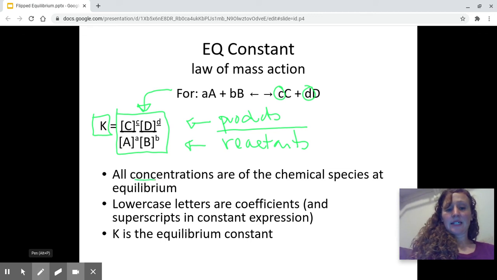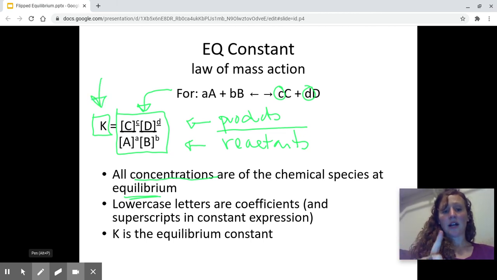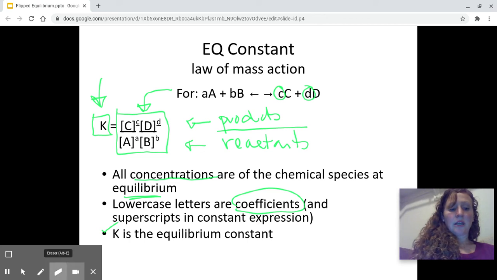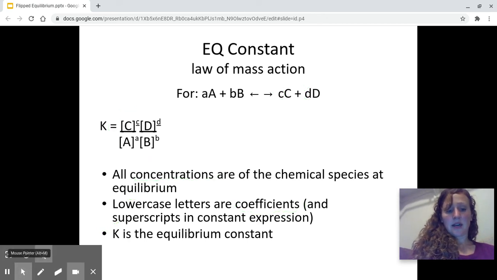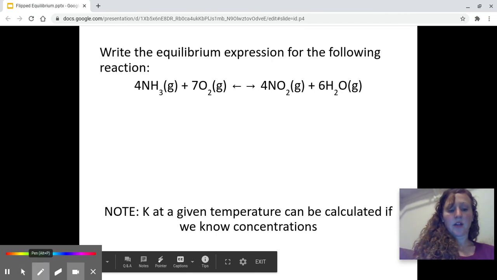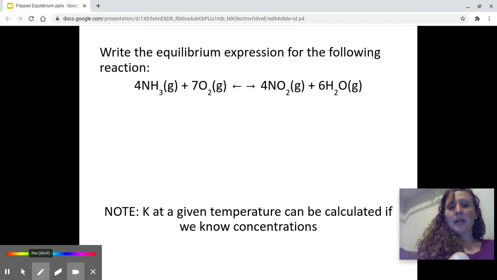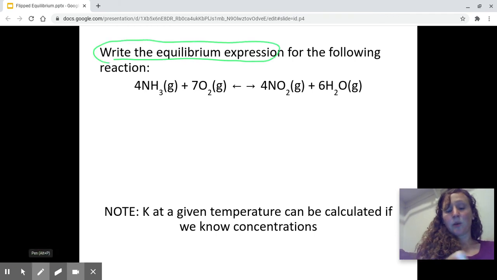These are reflecting concentrations of each of the chemical species at equilibrium. If your ratio matches K, you are at equilibrium. Notice it's dependent on coefficients, and K is the equilibrium constant or the law of mass action. So we can look at a reaction and build this K. We'll do this here, and then we'll come back together and practice it. So we want to write the equilibrium expression or the equilibrium constant for the following reaction. This would be a good place to pause your video and try it, and then come back and see how you do.